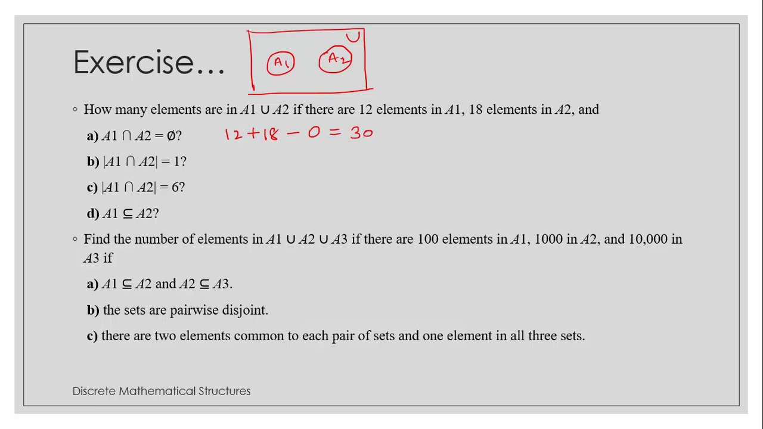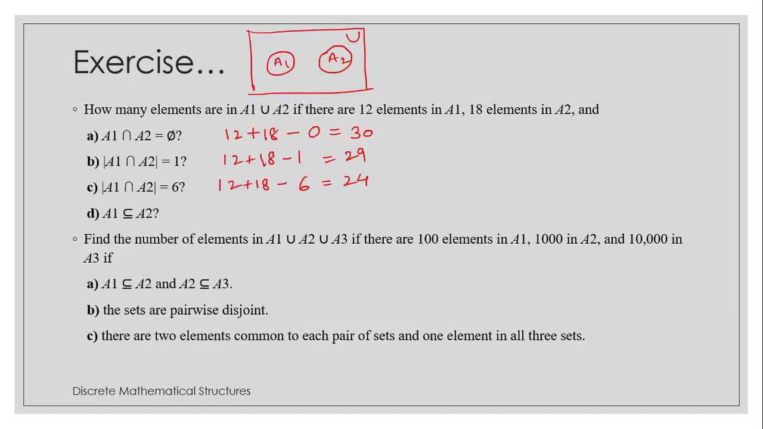Now A1 intersection A2 has one element. So this will be 12 plus 18 minus 1, which is 29. Then A1 intersection A2 has 6 elements. So 12 plus 18 minus 6, the answer is 24.